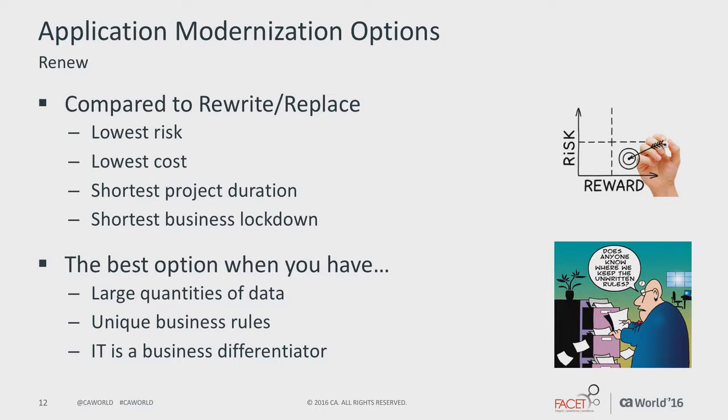The renewal, refactor, rewrite process is reasonably low risk because you're basically building on what you've got. You can chunk it out and do it in pieces, and you can start delivering some value to the business in a reasonably more timely fashion. This is where you've got these large systems, large amounts of data, and as I said, your IT is a business differentiator.